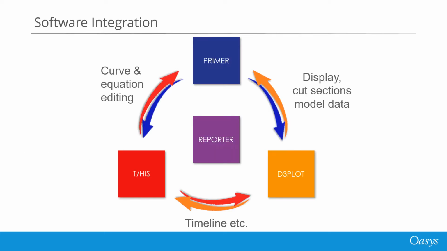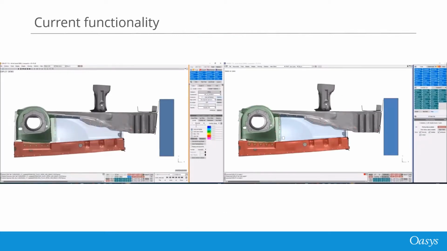The Oasys software is becoming more integrated and there is real value in viewing results data alongside LS-DYNA input data. Data can be easily passed between the Oasys applications when linked together. When linked together, you are able to view, investigate, and modify input and output data at the same time.